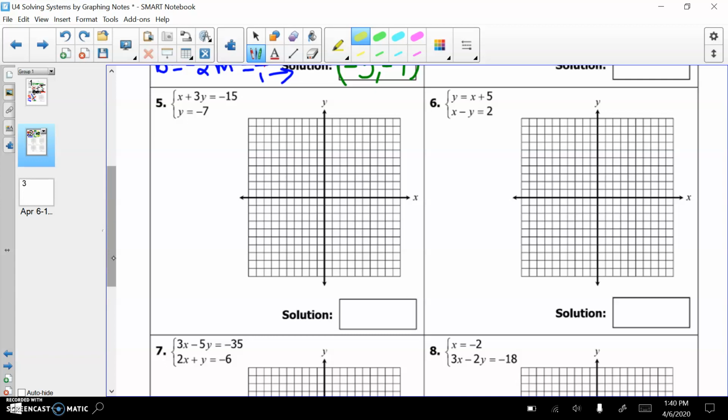All right, so for number 5, we're going to look at this one. Let me get my pen. Okay, so we have x plus 3y equals negative 15. And we need to go ahead and solve it because obviously y is not by itself. So what do we got to move first? In this case, I want to move that x first.